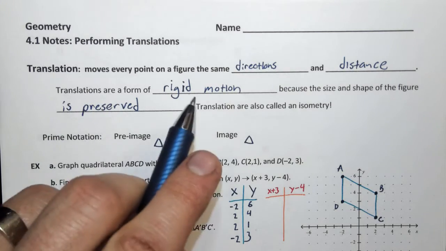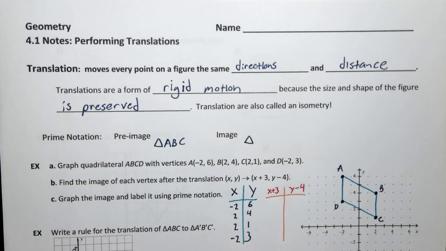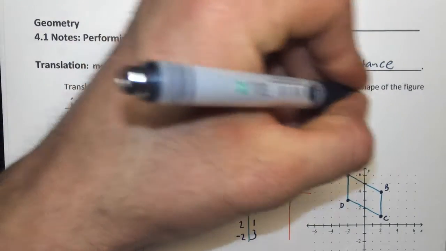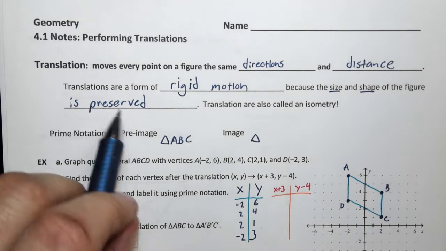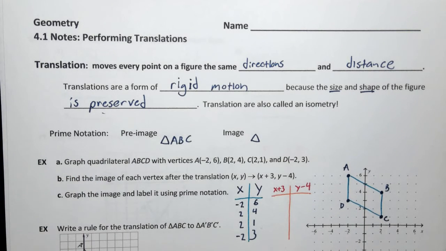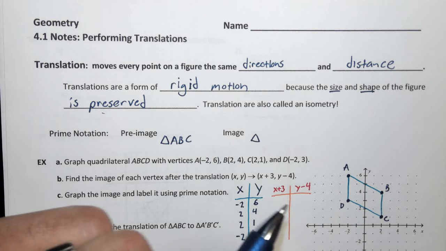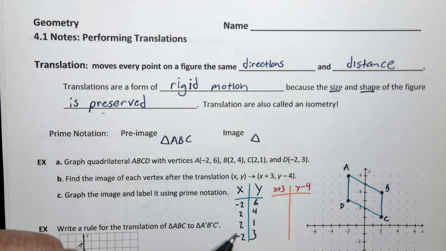Translations are called rigid motions because the size and shape of the figure is preserved, which means your figures will not get any bigger or smaller, and they will not get any distortion. They won't get stretched out or anything like that. And so they will look very much the same. They will maintain the same orientation. Whatever was the top of the figure will still stay at the top, and whatever was the bottom will still stay at the bottom.